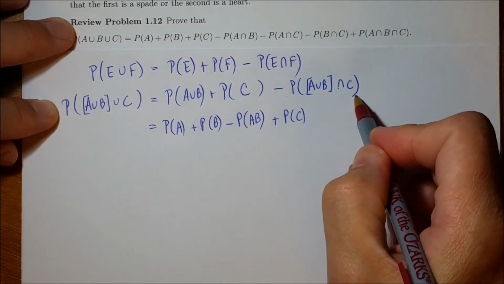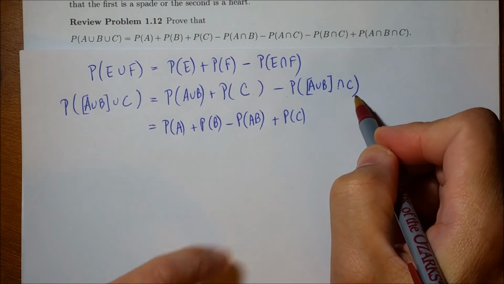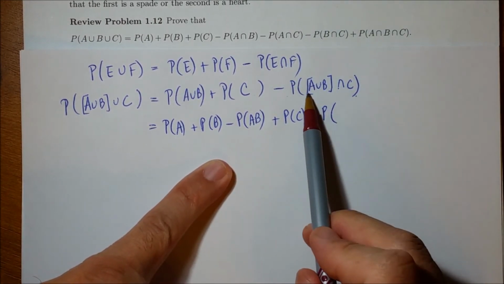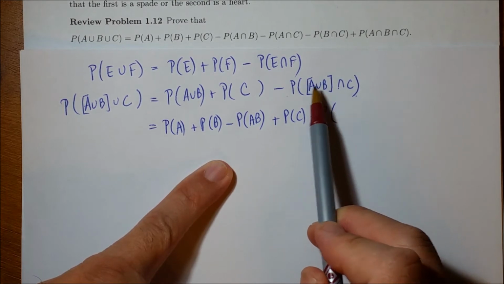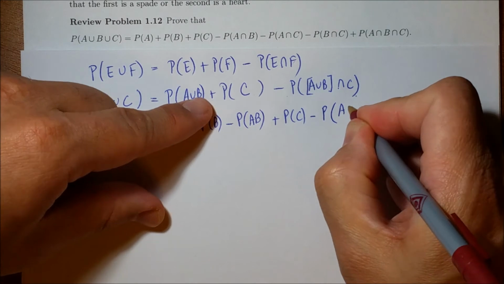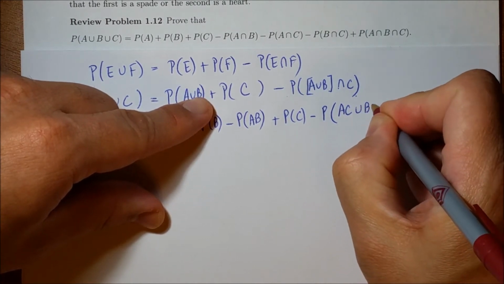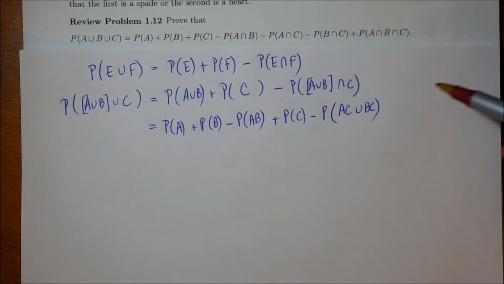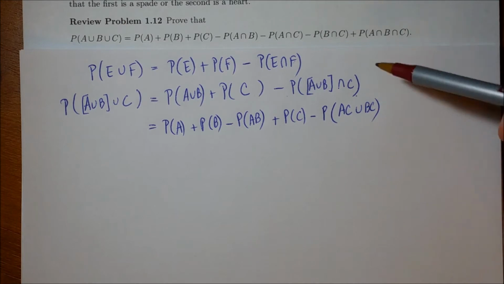Okay, now what do I do about this? For this, I will apply De Morgan's laws. And one of De Morgan's laws says that A union B then intersects C is the exact same thing as A intersects C union B intersects C. Now this is something that we discussed in class. Let me describe this step here in a little more detail.